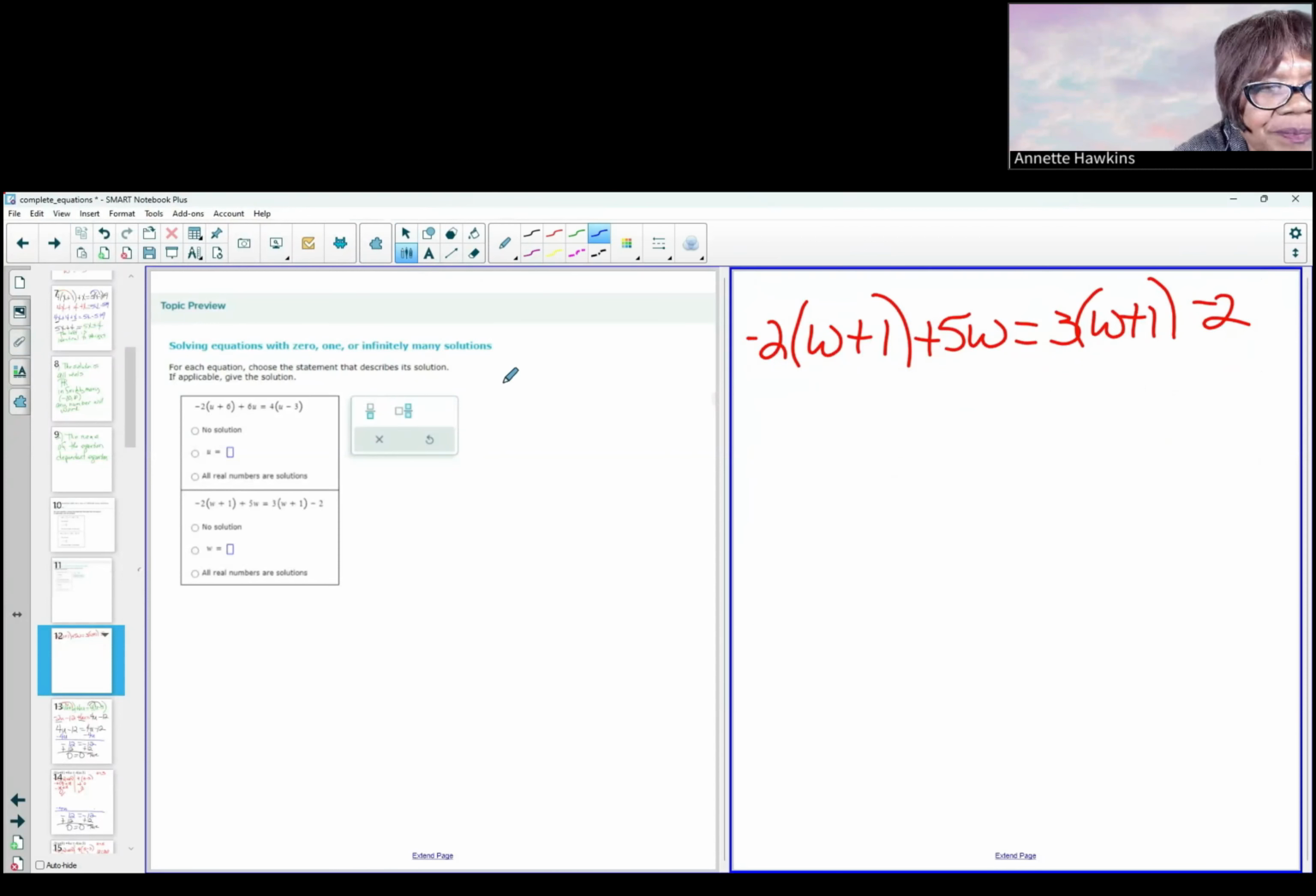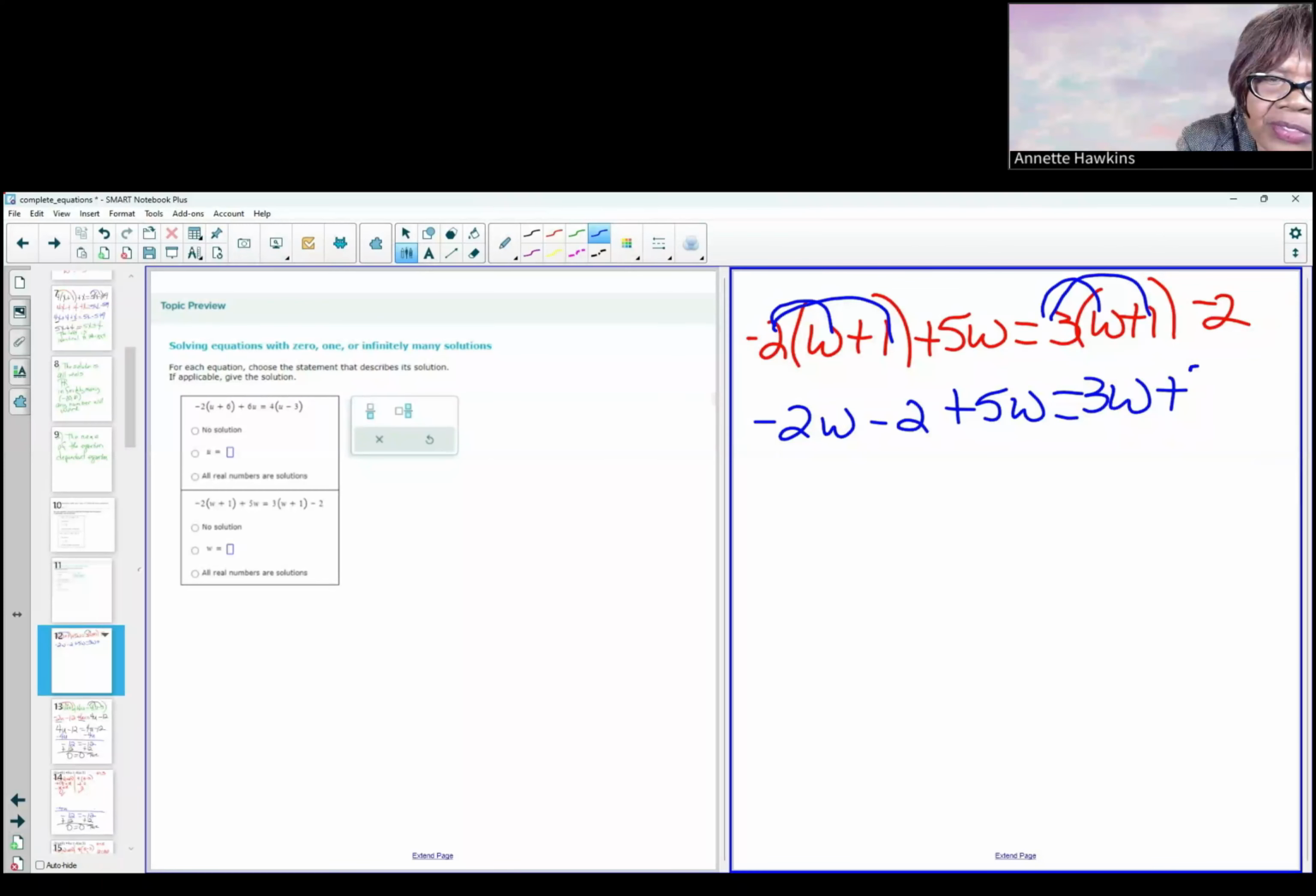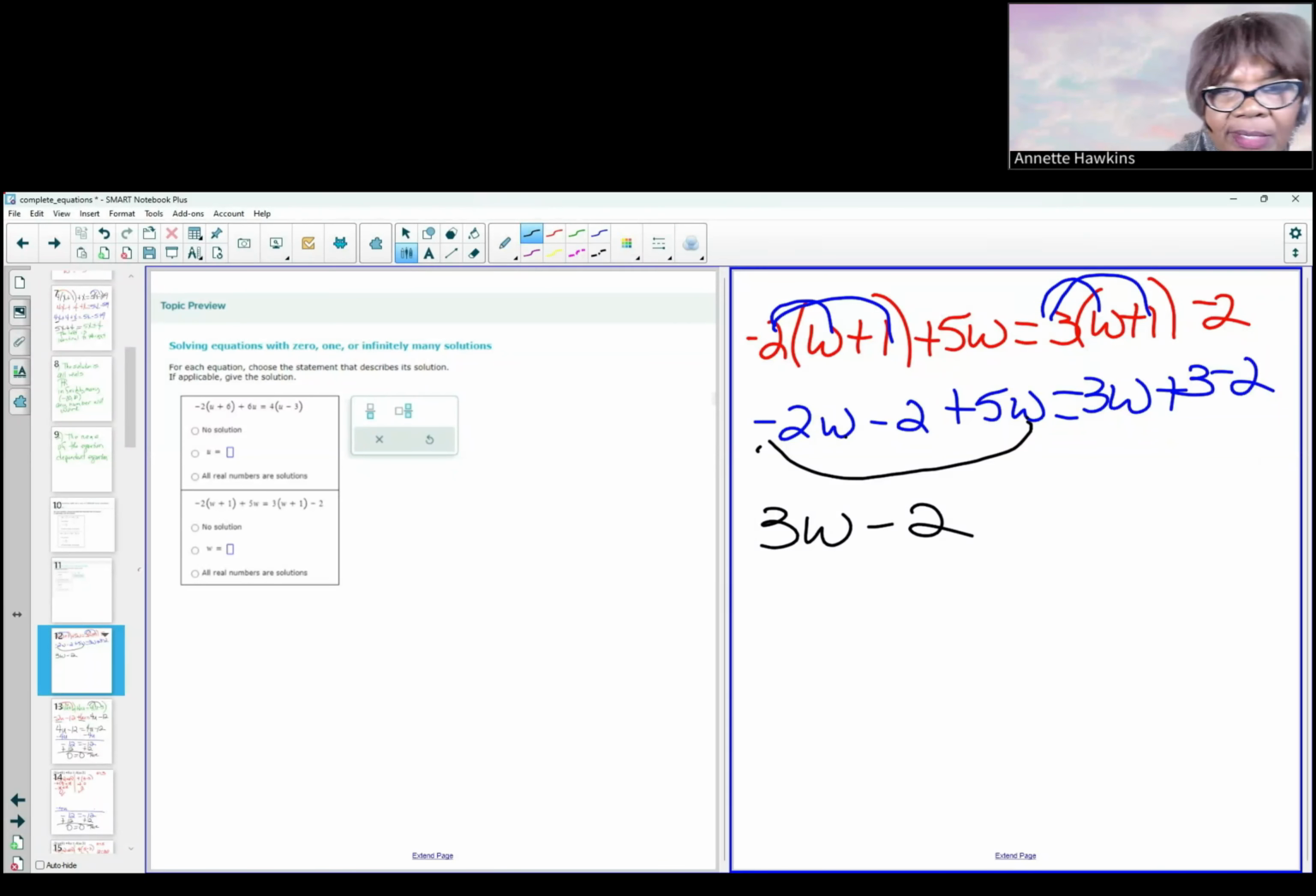All right. So -2 times w is -2w. -2 times 1 is -2 plus 5w equals 3 times w is 3w plus 3 times 1 is 3 minus 2. Okay. Now we have 3 terms over here, so that lets us know we can combine something. So -2w plus 5w is 3w minus 2. We've condensed it down to 2 terms. Let's come over here. 3w plus 1.